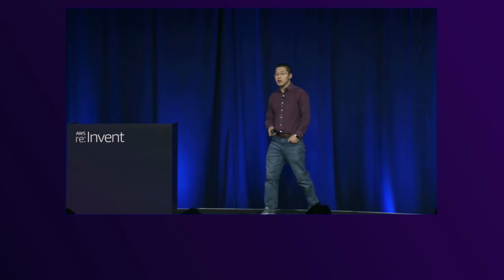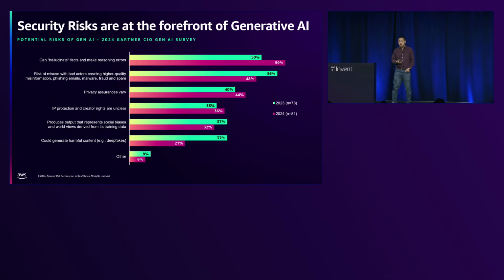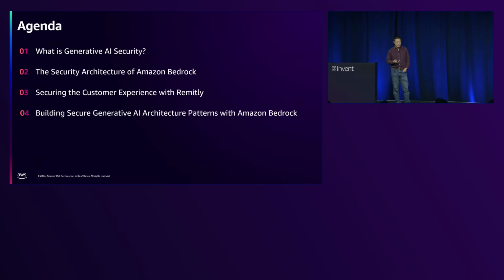According to industry surveys, security is still a main concern of many organizations of different sizes. Things like hallucination, data privacy, and data protection show up year over year in the survey as one of the major concerns. That's why today in our talk, we are going to focus on generative AI security.